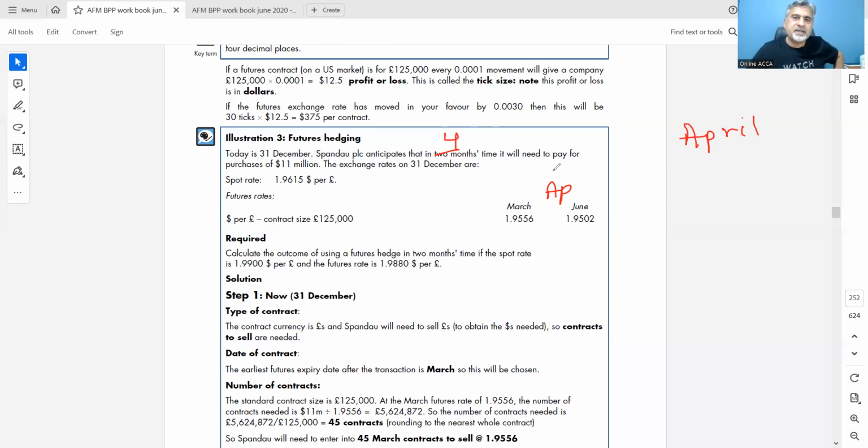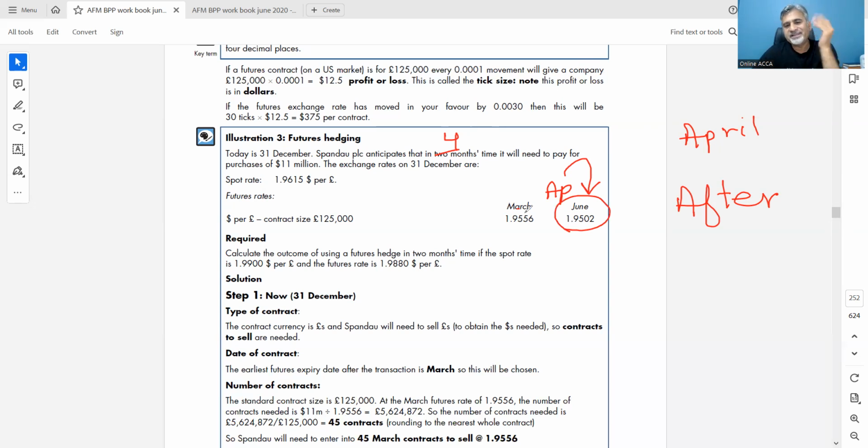But if you come in the middle, if the question says you have to pay in 4 months, and 4 months means January, February, March, April, I have to pay in April. Am I going for March or am I going for June this time? Remember the rule: you have to pick up the future which is immediately after the transaction date. So after April, in this case, you would go for June. If they say 4 months' time, you should be taking June one.